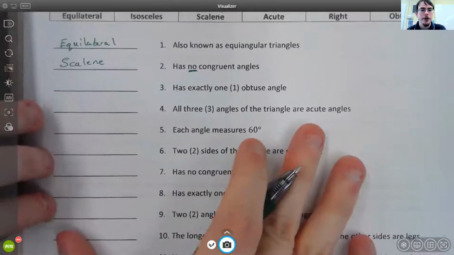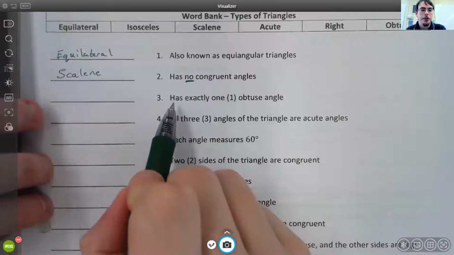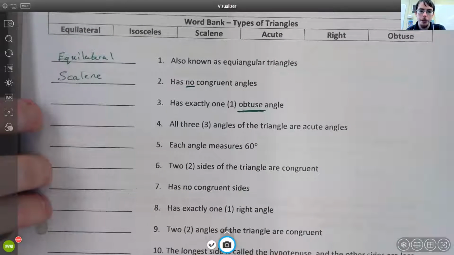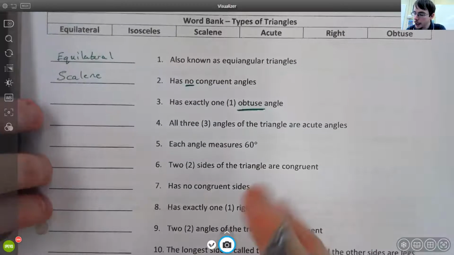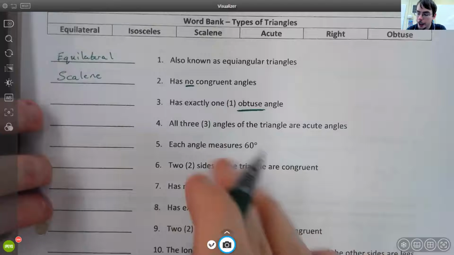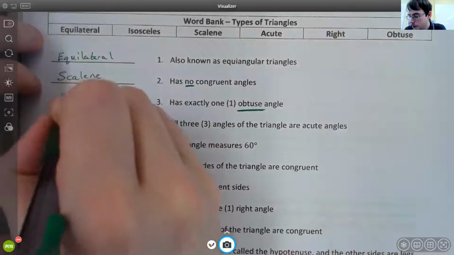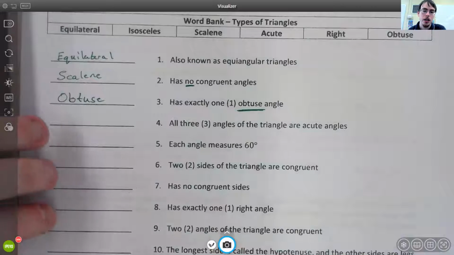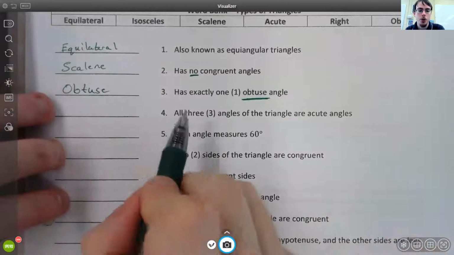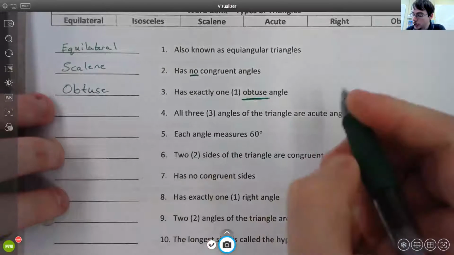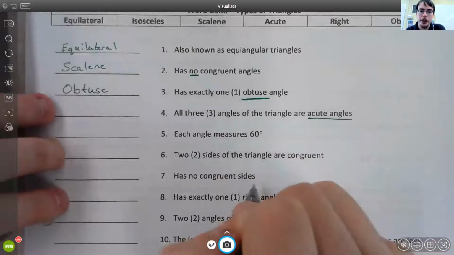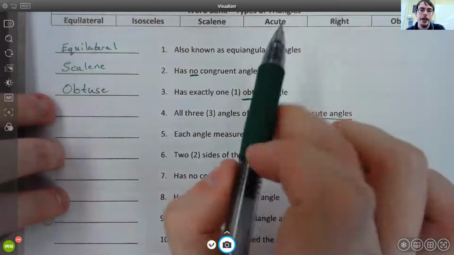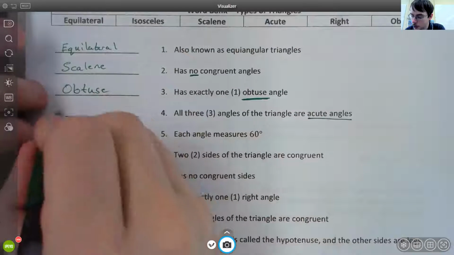Number 3, this type of triangle has exactly one obtuse angle. So the obtuse angle has to be an obtuse triangle. We wouldn't know if it's isosceles or scalene, we just know it would be obtuse. Number 4, all 3 angles of the triangle are acute angles. Well, the only type of triangle other than equilateral that has all 3 of the angles being acute angles are acute triangles.